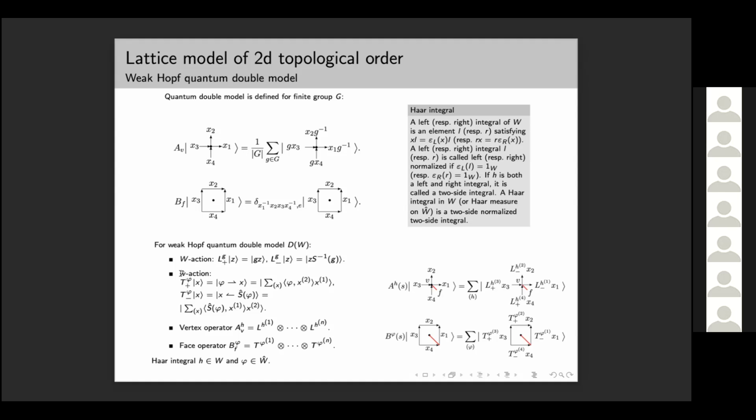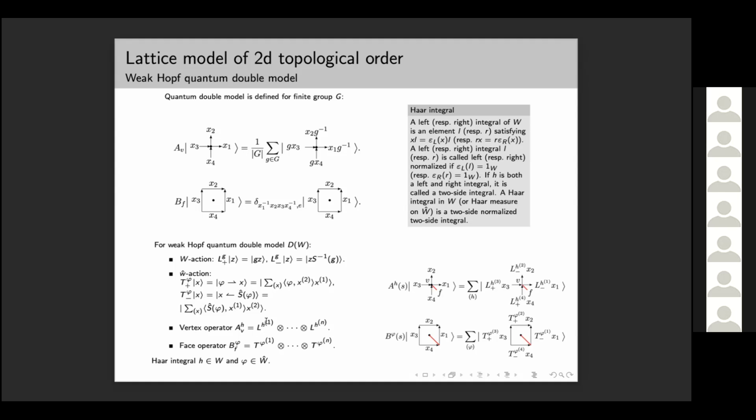And there is also a W* action over this W. This is introduced by this regular notation. This phi is just from the W*. And we take this action in the following way. In this way, we can have two left module structures for all the W. So using this, we can construct a vertex operator. For this vertex operator, there is a special element. This h is just the Hopf integral of the W.